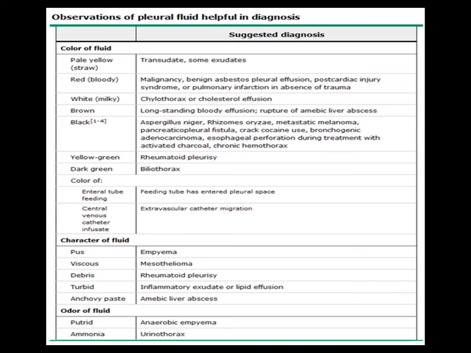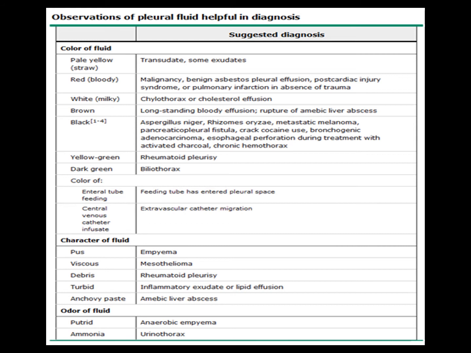In gross examination, we are supposed to see the color of the fluid, character of the fluid, odor of the fluid. By looking at the color, we can get pale yellow fluid, red fluid, whitish fluid. Red fluid can be seen in cases of benign asbestos pleural effusion, malignancy, post-cardiac injury, pulmonary infarction. Whitish fluid can be seen in cases of cholesterol effusion or chylothorax.